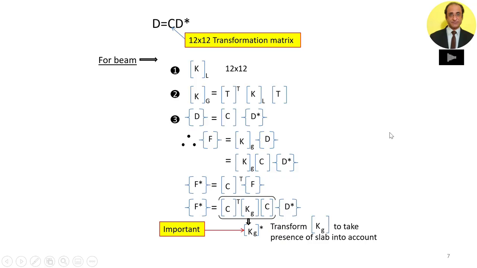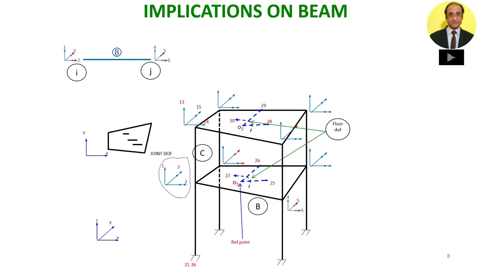So it's important to now recognize that by this transformation, the presence of the floor slab is now taken into account. Now let's see the implications of the transformation on beams. Essentially, in the case of beams, the two ends of the beam undergo the same amount of rotation in the horizontal plane. As a result of this, the beam does not have any lateral bending moment.